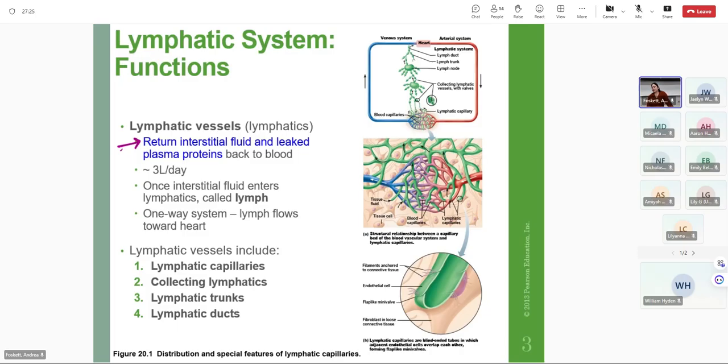As these collecting lymphatics pump kind of blood, not blood, lymph, they unite to form larger trunks, and I'll show this to you. And then these trunks ultimately become one of two ducts. So you have your thoracic duct and your right lymphatic duct, and I'm going to show it to you on the next slide.